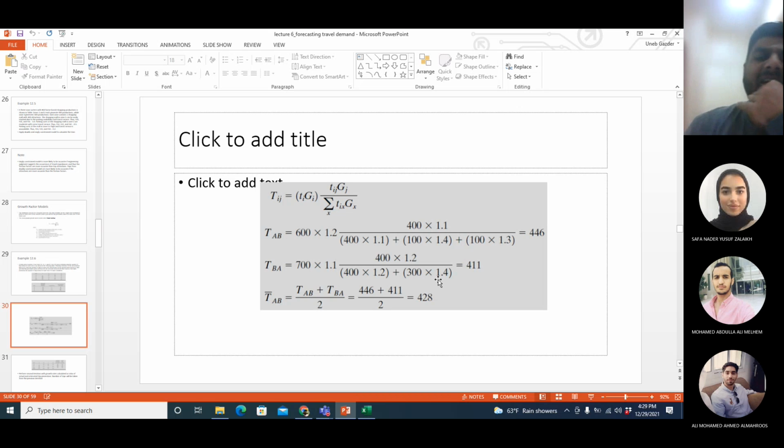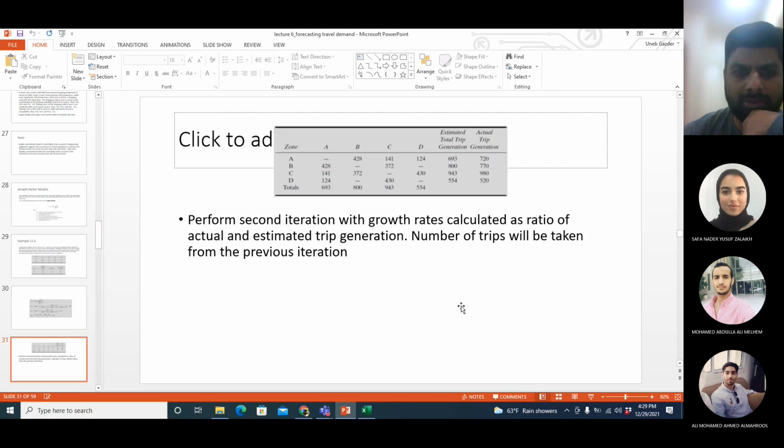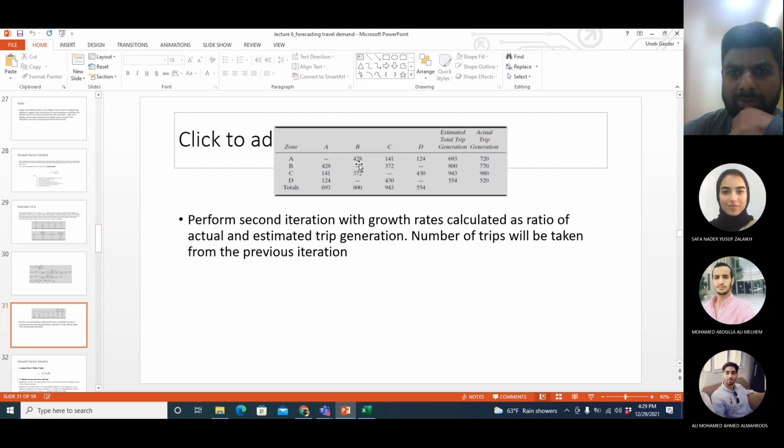Yeah, so after calculating the values, then we make them equal basically. You calculate the value from A to B, and then you have a value from B to A as well. In the end, you take the average of these two values, and the number of trips from A to B or B to A will remain the average value. If you look at the final table, the values are same. Let me show how.